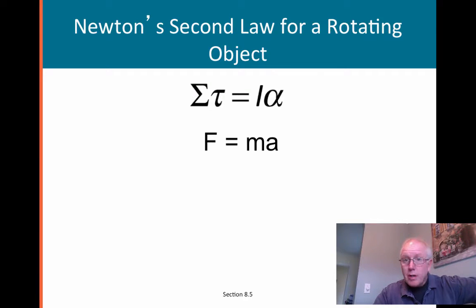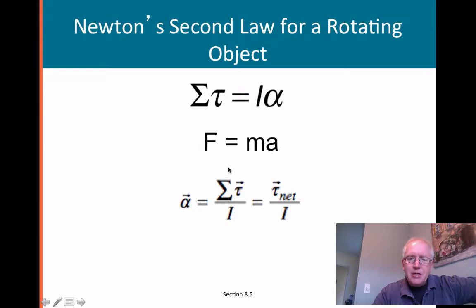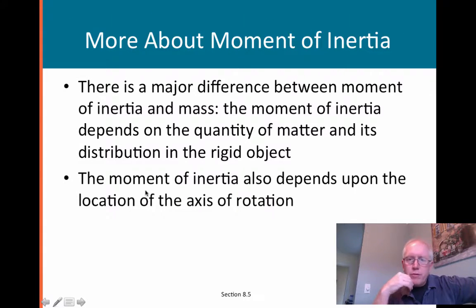The other thing we talked about last time, so this is all review now, is that on the AP exam, the formula is put into this format, which is really just juggling this stuff around over here. But there you go. So they put it in terms of the angular acceleration. Okay. So a little bit more about the moment of inertia.